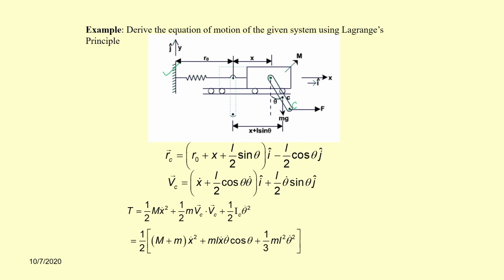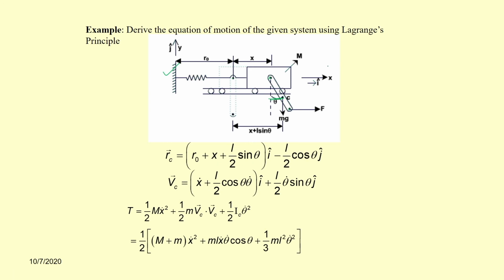Let us take the center of mass as C. Let the center of mass be at L by 2 distance from this point. So this distance is L by 2 into sin theta, since this angle we have taken as theta. So, R C equals R 0 plus x plus L by 2 sin theta.